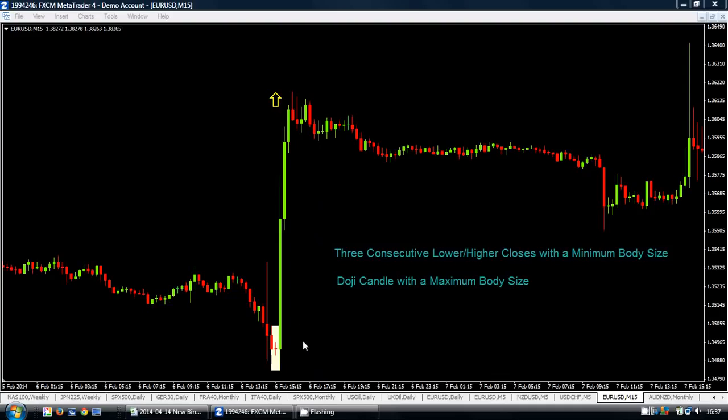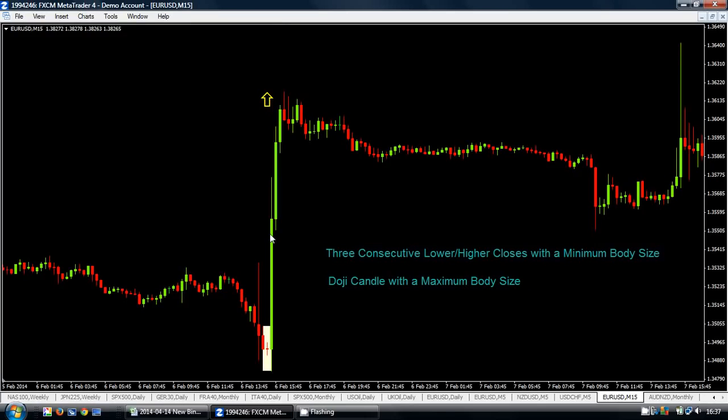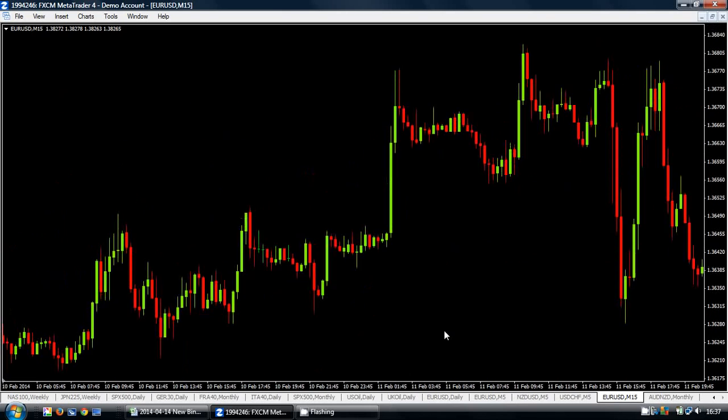So the binary option type that we're using here is higher or lower than. So we would take a 15-minute position, which would be closed at the end of this candle, which should be at 15:45 on this particular day. So we'd have entered here at the close of this candle, and we'd have closed it here at the end of this candle.